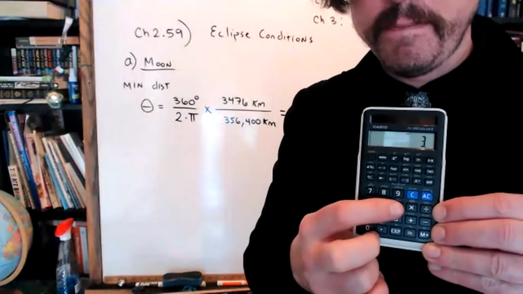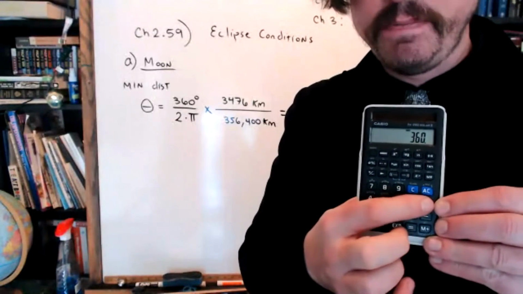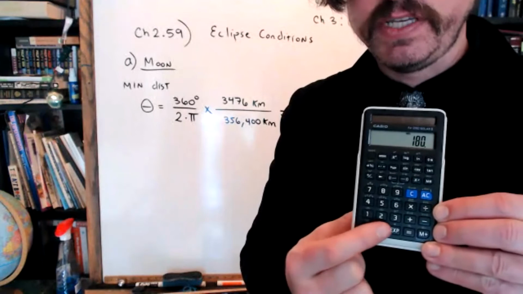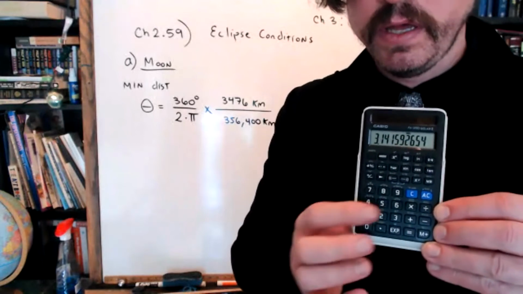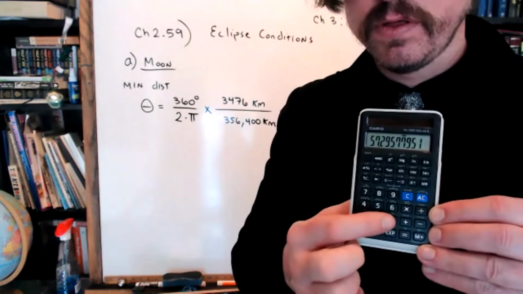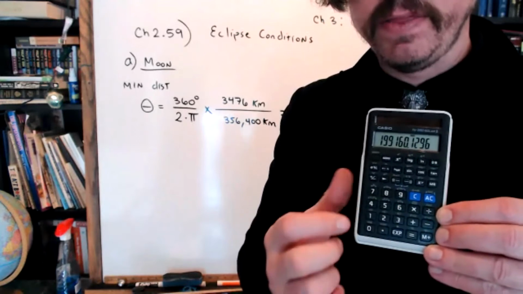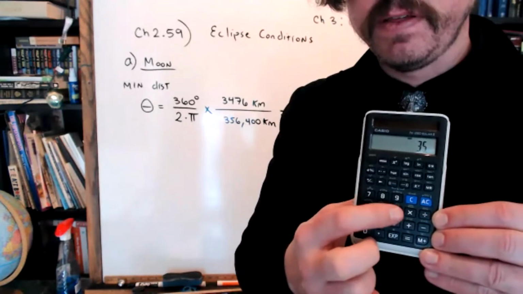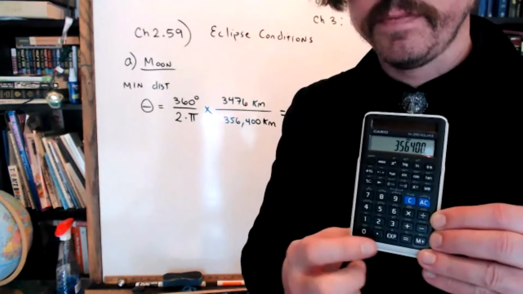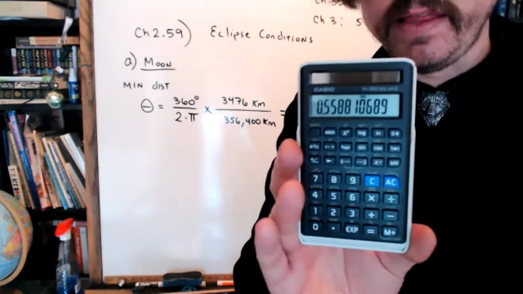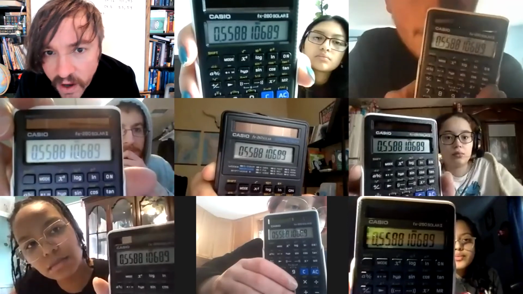So let's do it together here, clear it out. Let's start with 360, divide by 2. Then we're going to divide by pi, just hit exp to get pi. Then we're going to times 3476. And then we're going to divide by the distance, 356,400. And then we're going to hit equals. Hold this up. Show me that you got this number. Everybody looks good. Awesome.